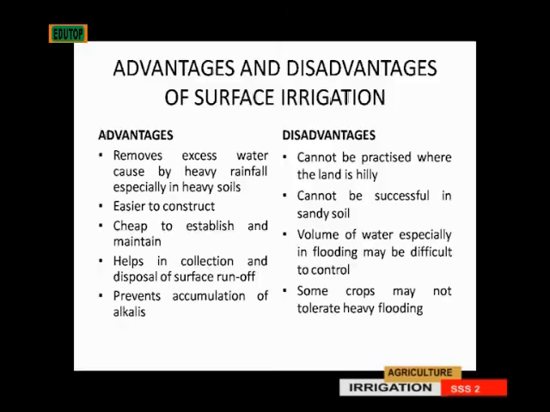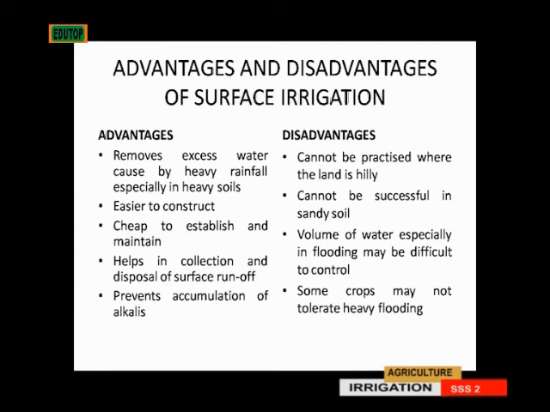Now, advantages and disadvantages of surface irrigation. The advantages: first, it removes excess water caused by heavy rain, especially in heavy soil. It is easier to construct. It is cheap to establish because your river is there, so you don't have to spend so much. Then it is cheap to establish and maintain. It helps in collection and disposal of surface runoff, so water that is running off can easily be collected. Then it prevents accumulation of alkali.